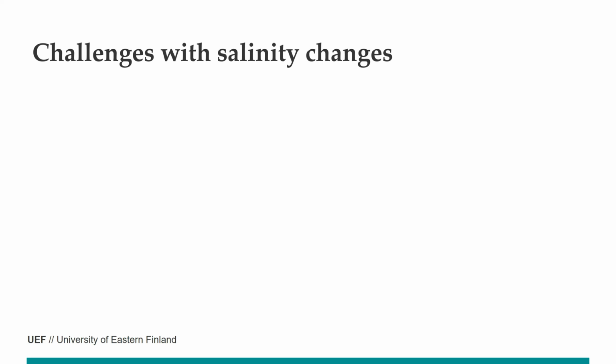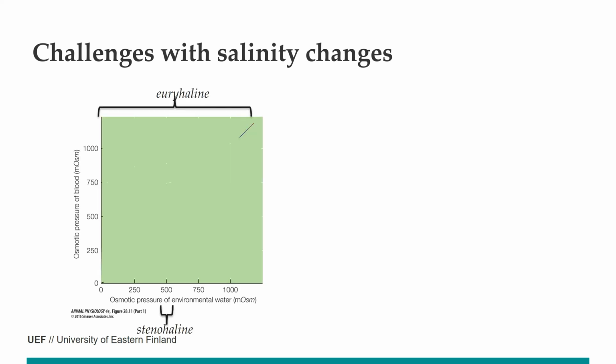So we have animals that are migrating or living in different environments. Some of them are stenohaline, so they can live only at a certain osmotic pressure. Therefore, we have plenty of animals that never come into the Baltic Sea because there is still not enough salt there. And the opposite is the euryhaline: animals that can survive in different osmotic pressures.